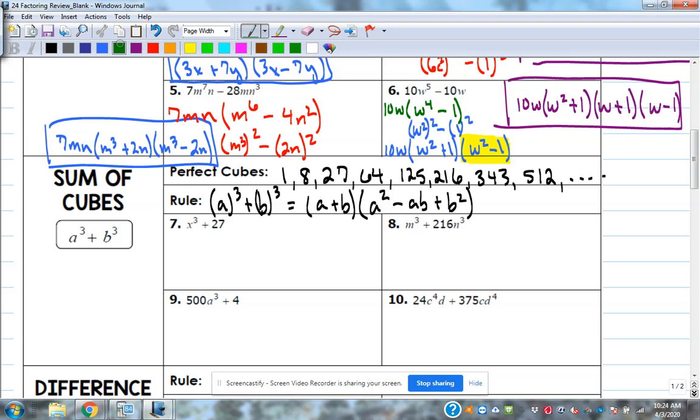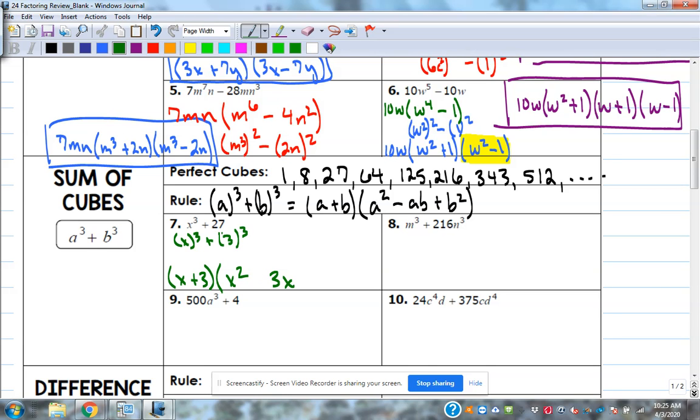So this one is just a simple sum of cubes. It's x cubed plus 3 cubed. So that means we got a short factor, x plus 3. The short factor is always the same. So a plus b, in our case, a is x, b is 3. So that's going to be x plus 3. The long factor, you used up one of the x's, so you got 2 left. So x squared goes there. X times 3 is 3x.